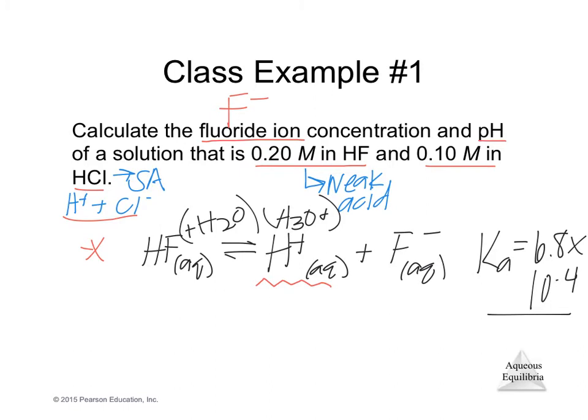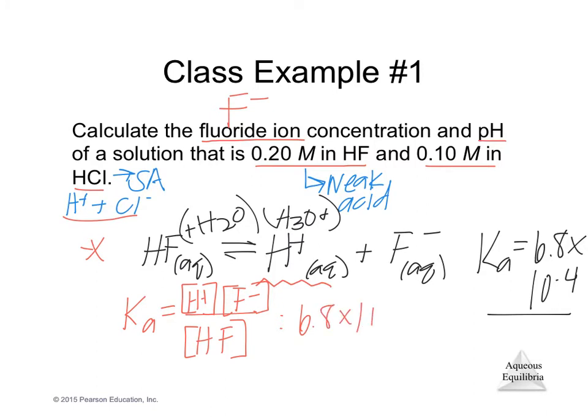So what we want to do now is write the equilibrium expression for this equilibrium equation. We want to write the Ka expression. Remember, this is Ka because you're dealing with weak acids. You need to make sure that you clearly label that. So Ka is going to be the concentration of H plus times F minus divided by the concentration of HF. That's the equilibrium expression we've been working with. And we know that numerically that is equal to 6.8 times 10 to the negative fourth. This Ka will be useful once we get all of our equilibrium concentrations.